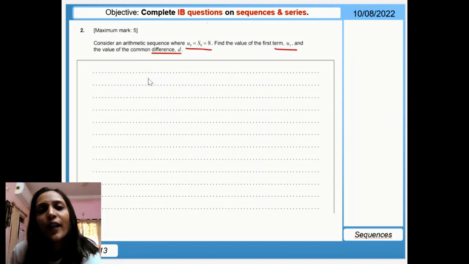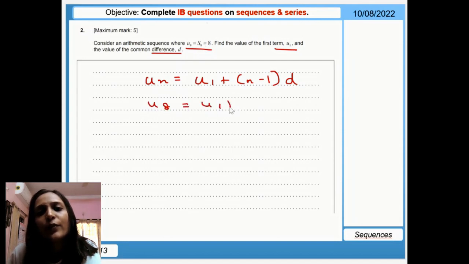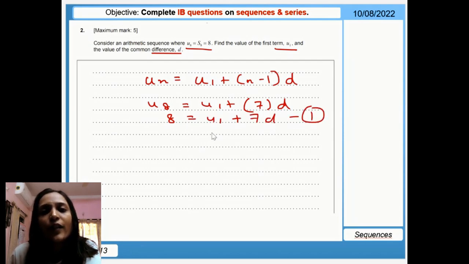So we know that the nth term of any arithmetic sequence is given as Un is equal to U1 plus n minus 1 times d. So using that formula, we can say U8 is equal to U1 plus 8 minus 1, which would be 7 times d. So 8 is equal to U1 plus 7d, and this could be your equation 1.